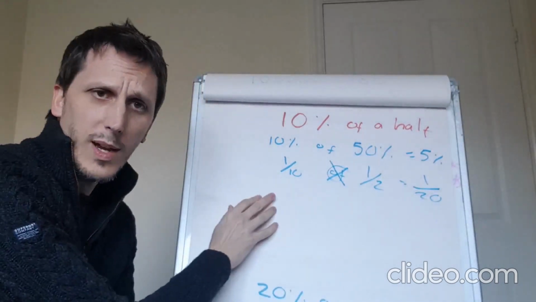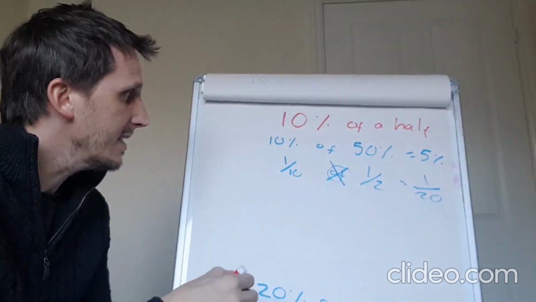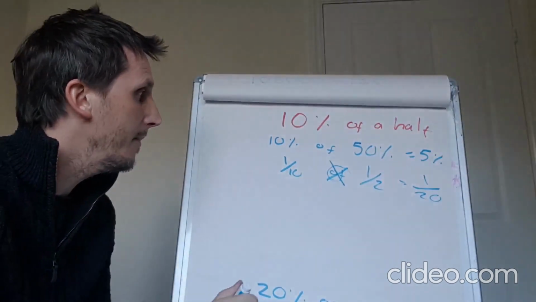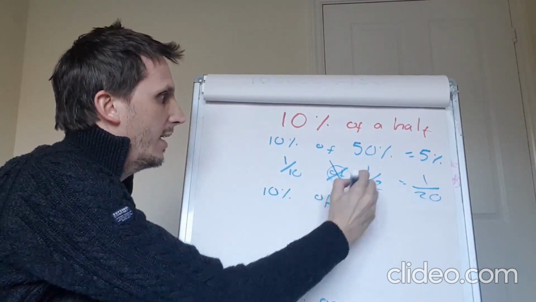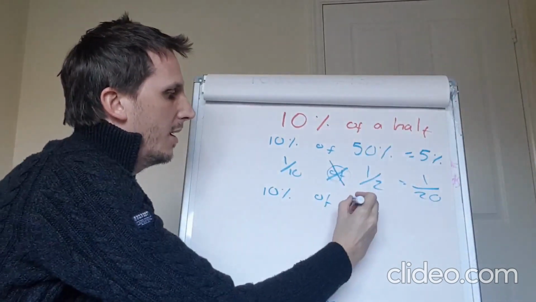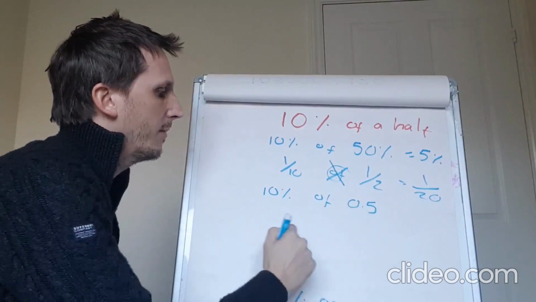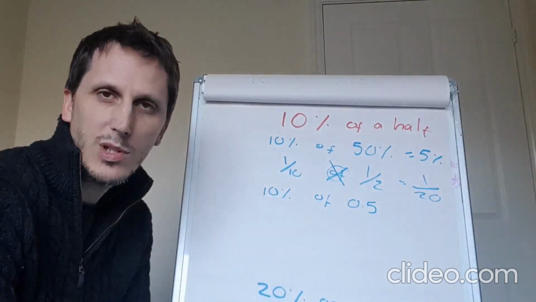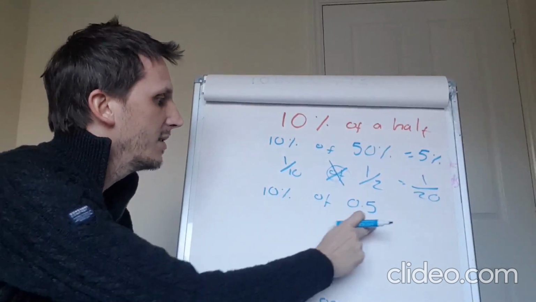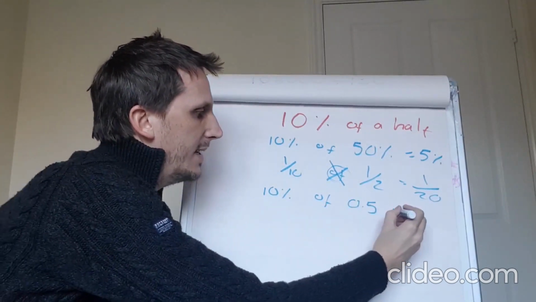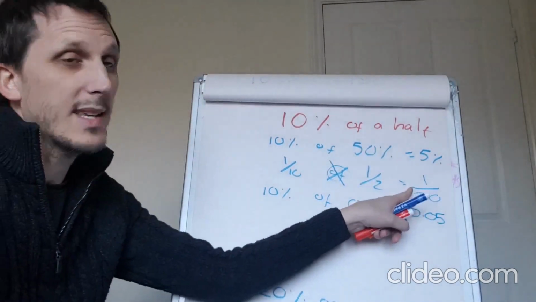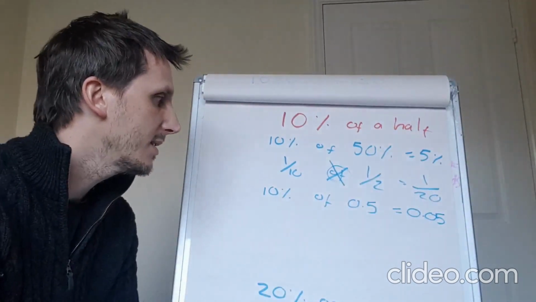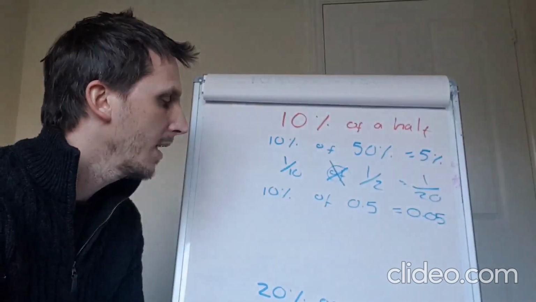So there's probably a third way, which is we could do it using decimals. So we could find 10% of, and we'll turn it into a decimal this time, of 0.5. Remember, finding 10%, we just divide by 10. So 0.5 divided by 10 is 0.05, which is the same as a 20th and the same as 5%.